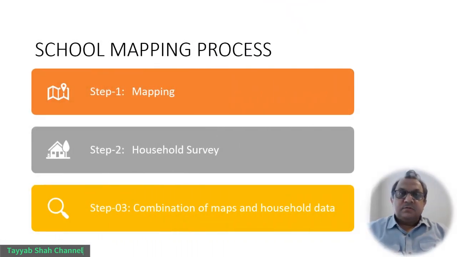Overall, this research applies three main steps. The first is that we conduct the mapping, the second is that we conduct a household survey, and finally we combine both pieces of information together and start the micro planning. These are the three stages which I'm going to explain in the next couple of slides.